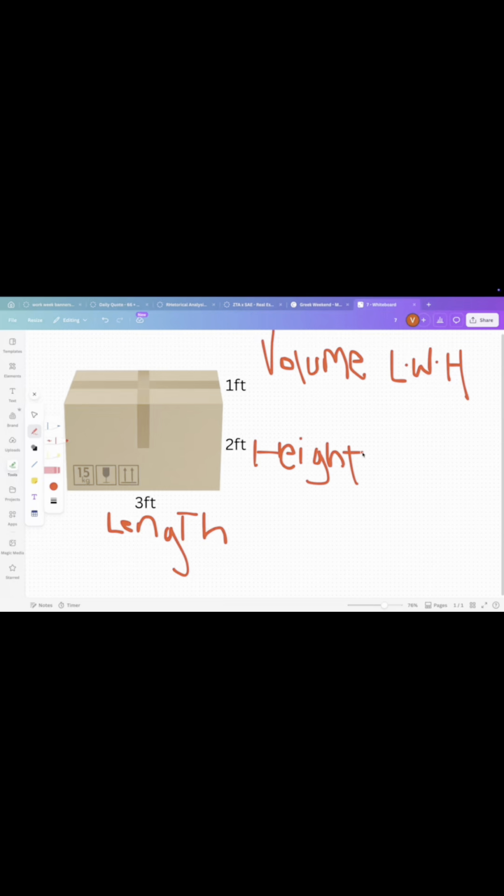That is my experiment. Okay, I'm going to explain how to solve this problem, how to find how much volume is in this box. The formula is going to be length times width times height, which I'm writing up in this corner. And then the length is going to be down here at 3 feet. And then this side is the height of the box, which is going to be 2 feet. And then 1 foot up here is going to be the width of the box.